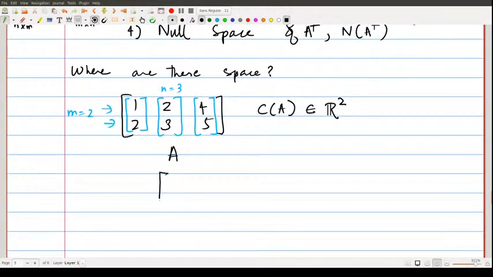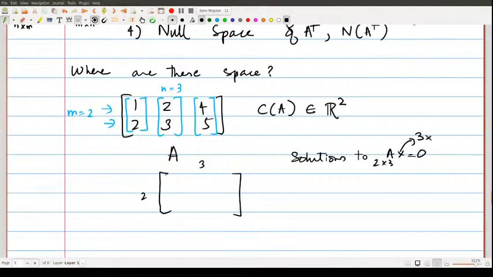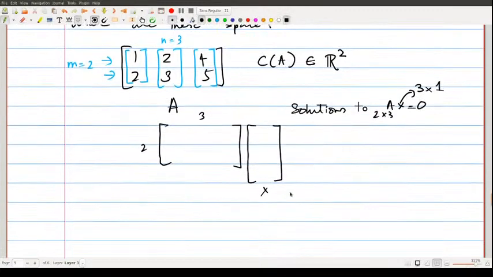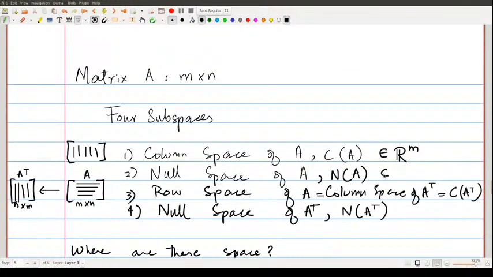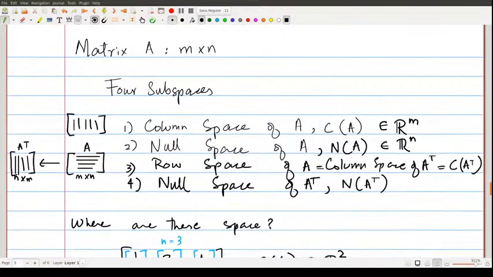What about the null space of A? Let's say A is a 2 by 3 matrix again. If I want the solutions to Ax equals 0, and A is a 2 by 3 matrix, x has to be 3 by 1. This x, which is in the null space, is going to have three entries, which means the null space is in Rn.